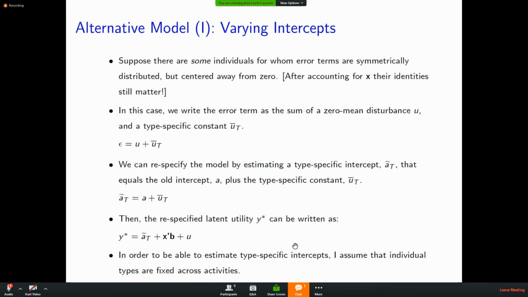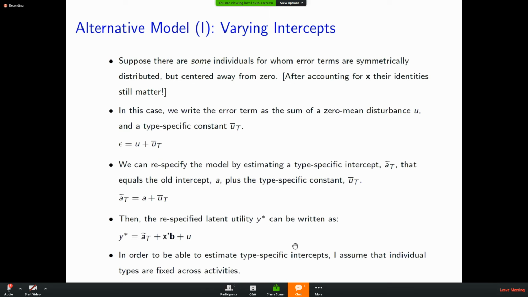I won't be talking about details regarding the estimation procedure here because I don't have time. But something I wanted to clarify is that in order to be able to estimate type-specific intercepts, I assume that individual types are fixed across activities. The reason is, let's recall the way in which I defined someone having an activist type. Someone having an activist type is someone who systematically participates more than we would expect based on a standard model, across all activities. So if I want to learn about that type, then I need to fix the type across activities.